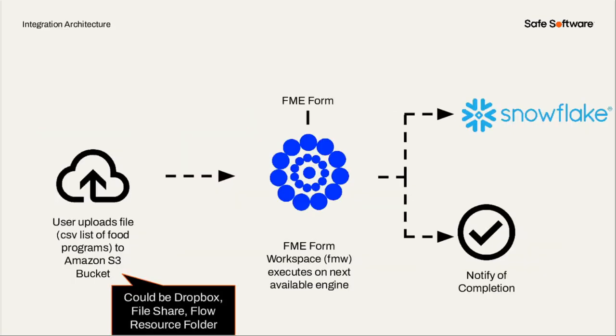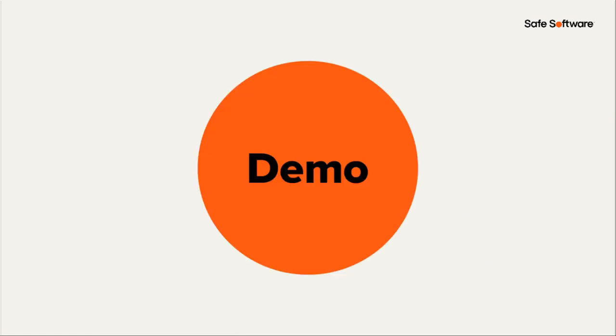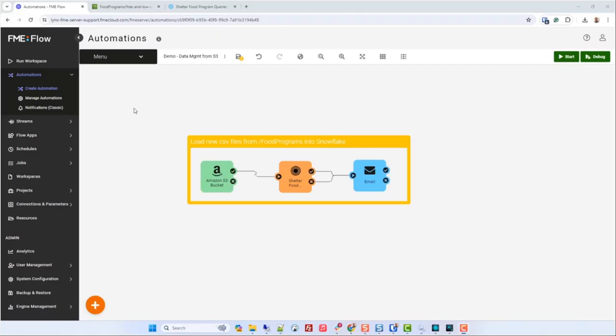Just a quick diagram to visually see what we just talked about. We're going to use an S3 bucket trigger. It's going to kick off an FME Form workspace. As Stuart mentioned, all those workflows are authored in FME Form, regardless of how they run on Flow. Then the data is going to be put into Snowflake, and we'll also get an email notification when this automation is completed. Okay, let's look at the actual demo. Just give me a moment to share the screen here.